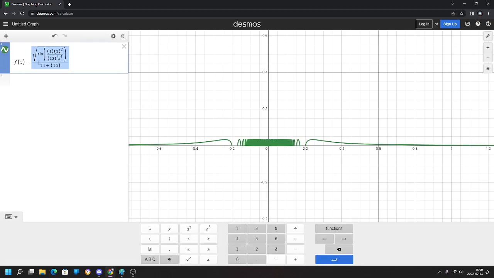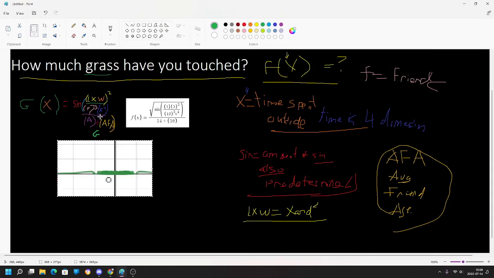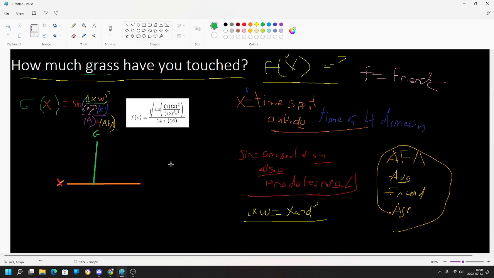But essentially, if you plug into this formula, my formula right here, you will be able to find out the amount of grass you have touched. And let me just graph this formula for you, and that is what your formula should look like about on the graph.